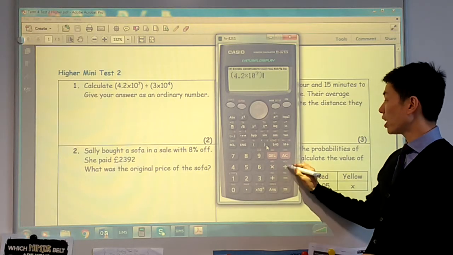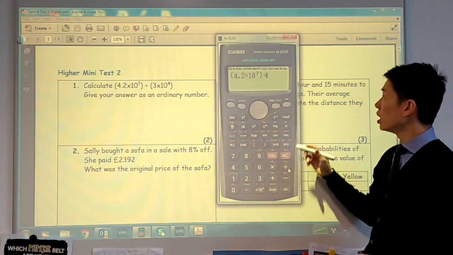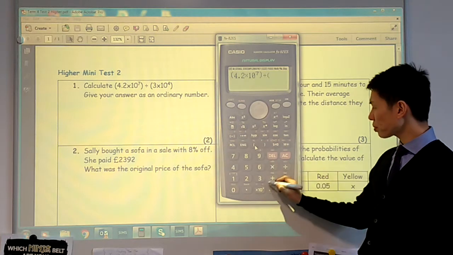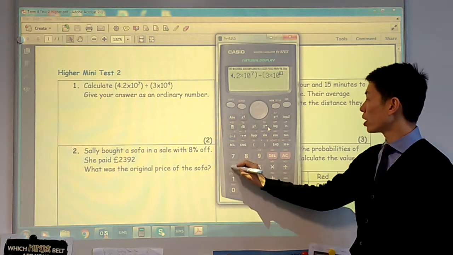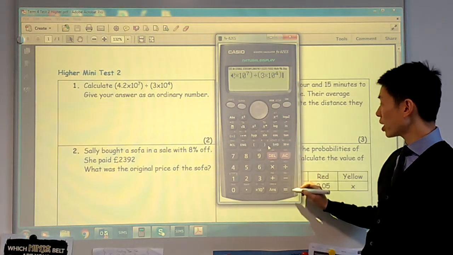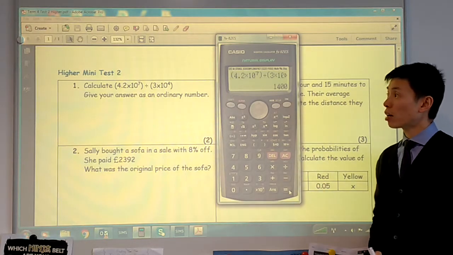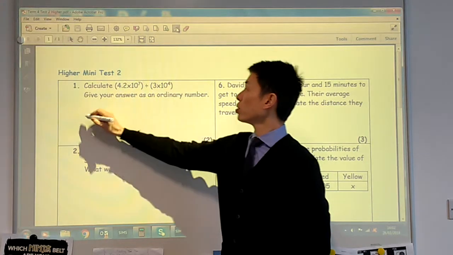Close bracket and then divide. Last week was times. So bracket 3 times 10 to the power of 4. Again, right arrow to bring the cursor down, close bracket, press equal. And it's 1,400. So you write 1,400.